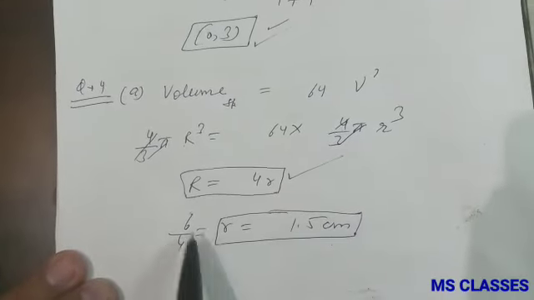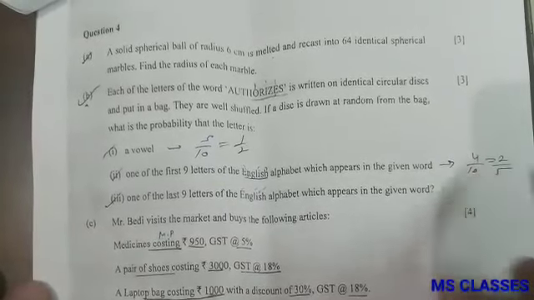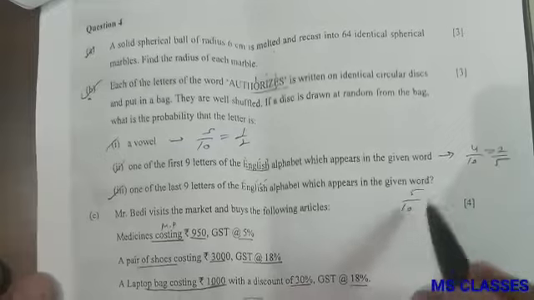As capital R is 6 centimeters, so small r is 1.5 centimeter. So in this probability question, the answer for the first part is 5 by 10, which is 1 by 2. And if you just count the letters, you get 4 by 10, which is 2 by 5, and that is 5 by 10, which is 1 by 2.